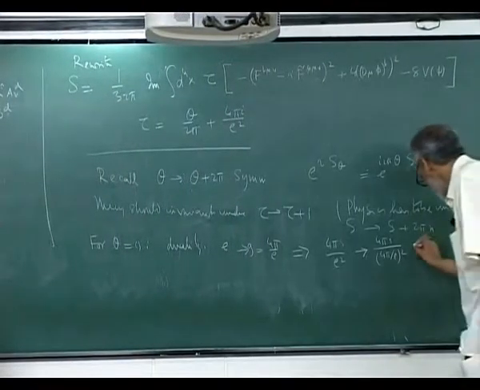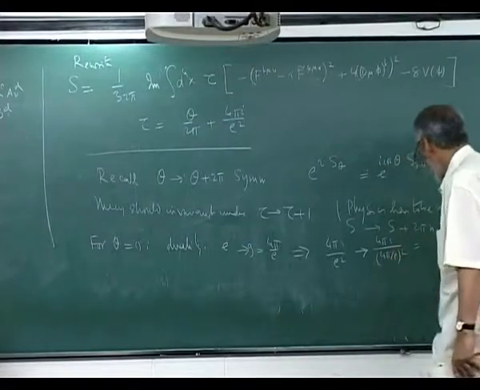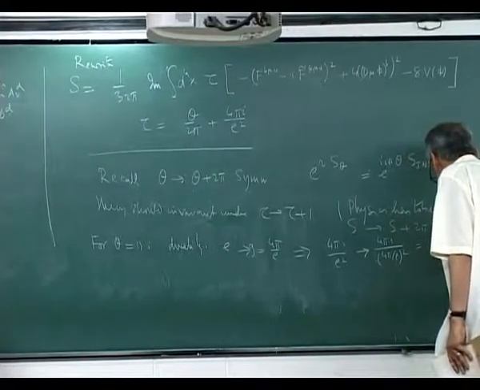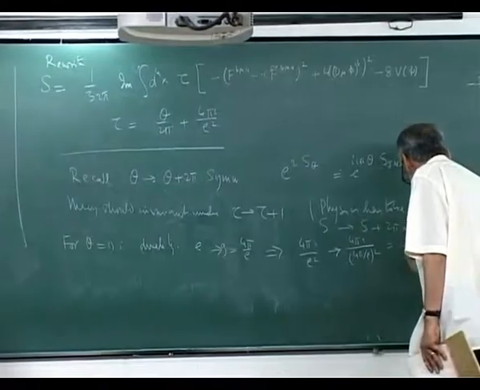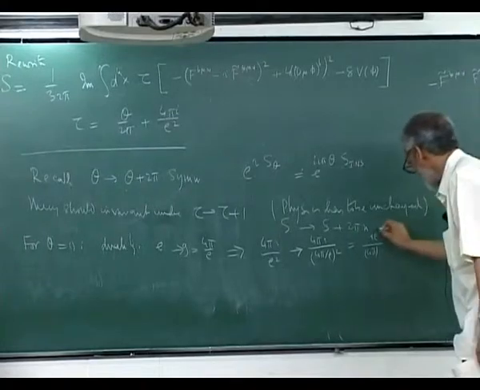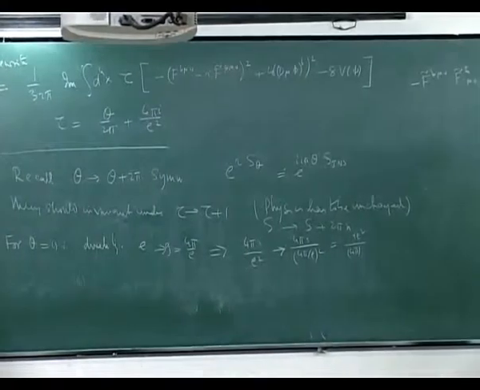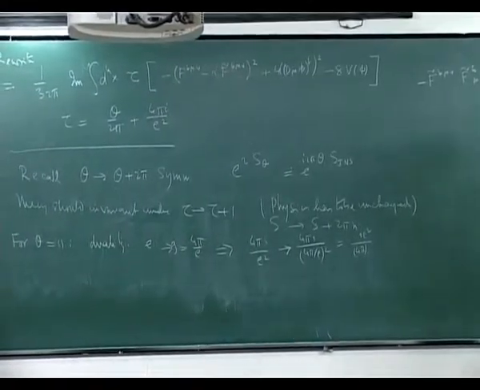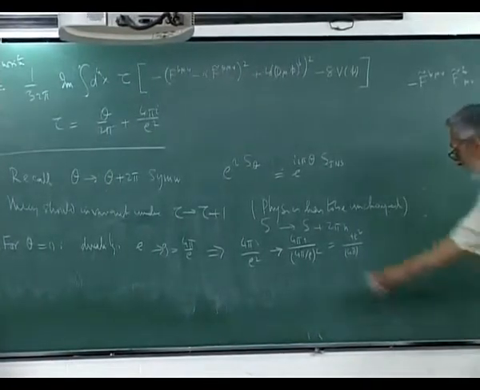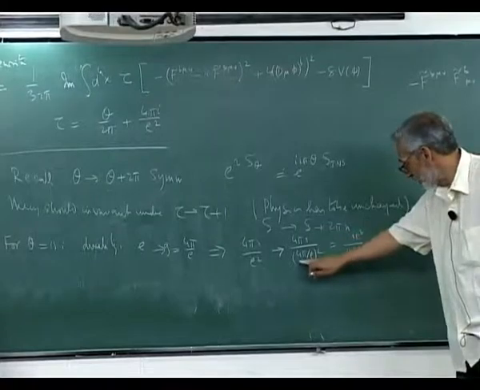Let me simplify this. 1/4π and 1/4π goes away. So this is I E divided by 4π, E square. Is it clear? Simplify this. E square goes away.